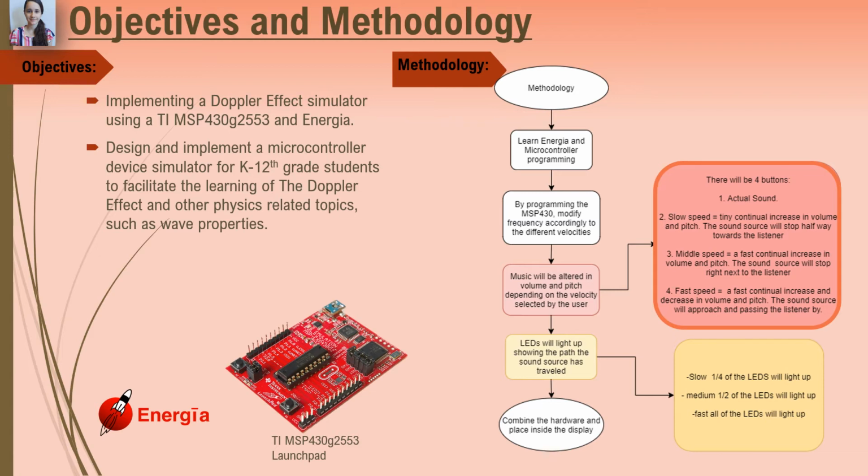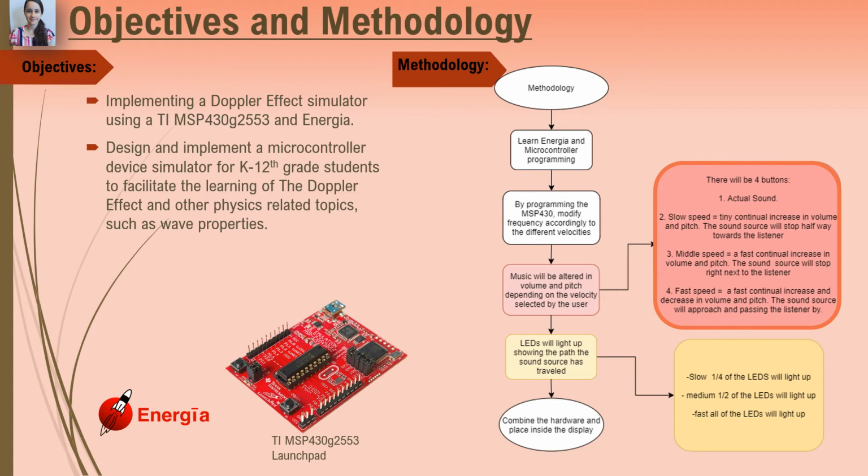The 4 button functions will be as follows. The first button will be for the actual sound, which will serve as a reference. The second button will be the slow speed, where there is a tiny continual increase in volume and pitch, simulating the sound source approaching slowly and stopping halfway towards the listener.